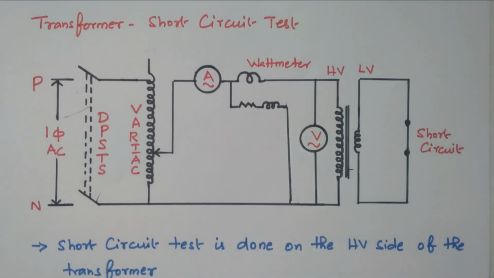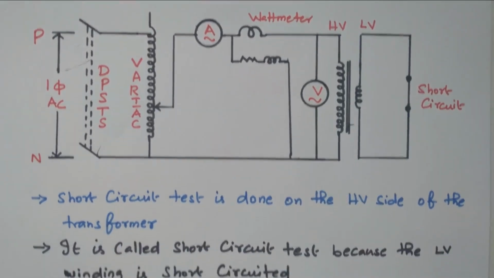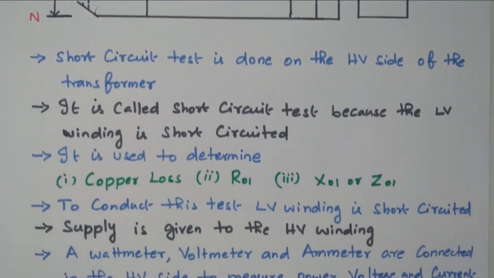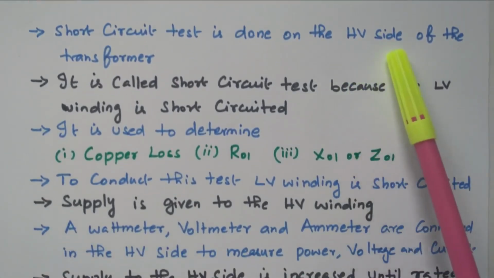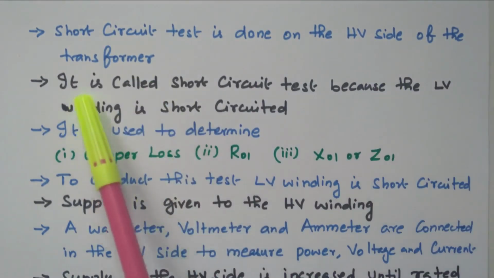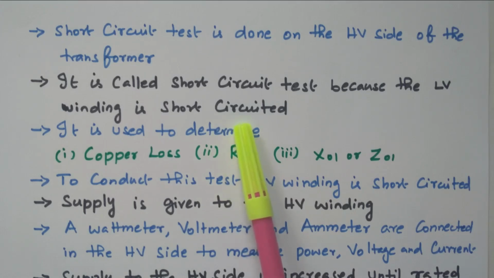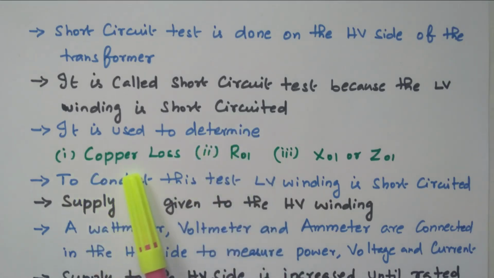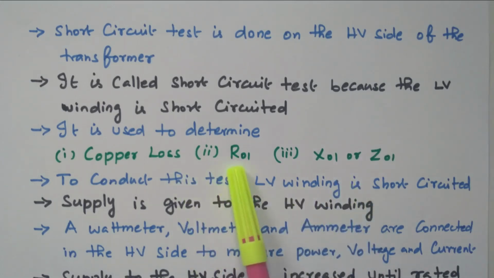Now we will see the description so that we can go for more details. The short circuit test is done on the high voltage side of the transformer. It is called short circuit because the low voltage winding is short circuited. By using this we are going to measure the copper loss, R01 and X01 or Z01. R0 and X0 are calculated from the open circuit test. So our aim is to find these two values as well as the copper loss. To conduct this test, the LV side winding is short circuited.